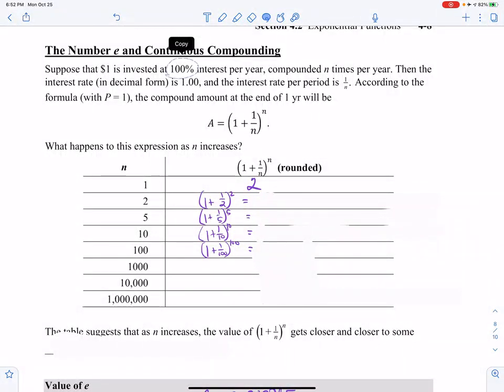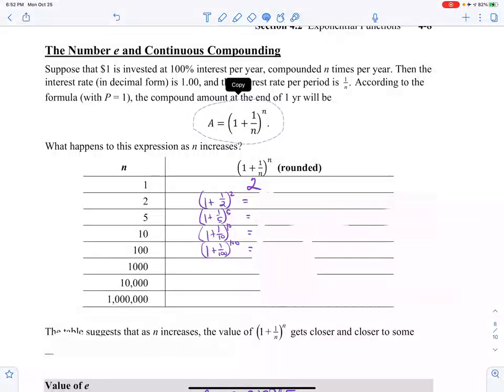So the interest rate per period then is going to be 1 over n. So we're just simply here using our little formula that we already had. And according to the formula, since our initial amount is 1, then the compound amount, what I'm going to earn by the end, is going to be this value right here. All right, so what we're asked to do is take the number of times we compound per year and start raising that.